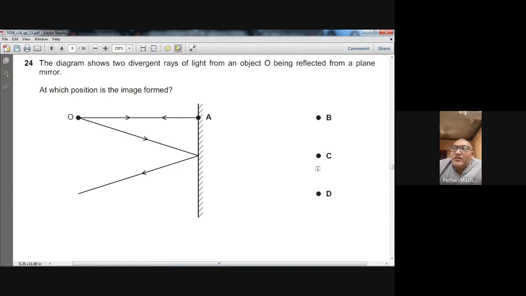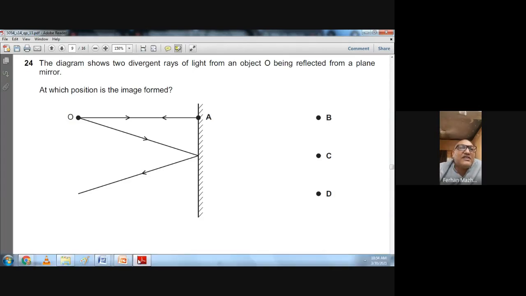Question number 24. The diagram shows two divergent rays of light from an object O being reflected from a plane mirror. At which position is the image formed? You see, it's very simple. How do you locate the image? From the object, take the line which makes a 90-degree angle with the mirror and produce it behind the mirror, and produce the reflected ray behind the mirror. Where these two rays intersect, there the image will be. There you will be able to see the image.